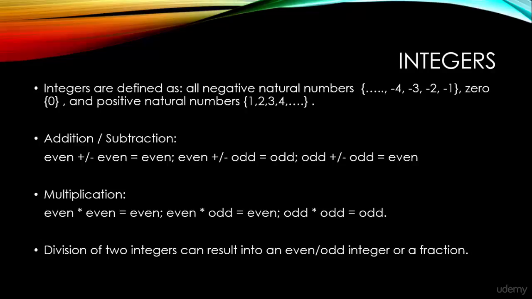Even number is of the form n equal to 2k. Odd number is of the form n is equal to 2k plus 1, where k is an integer. 0 is an even number.